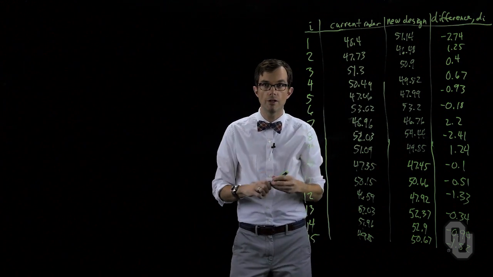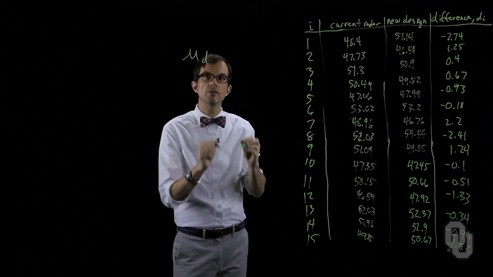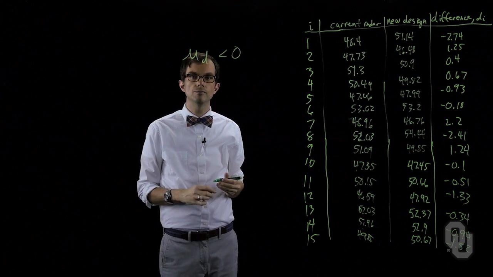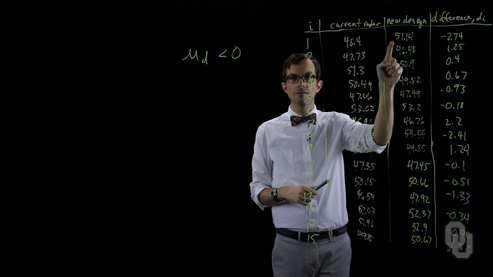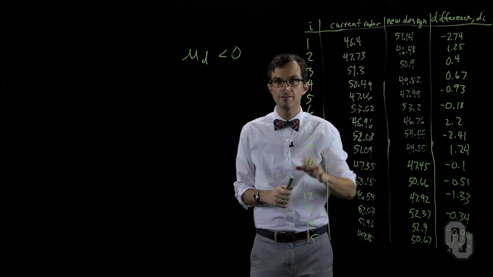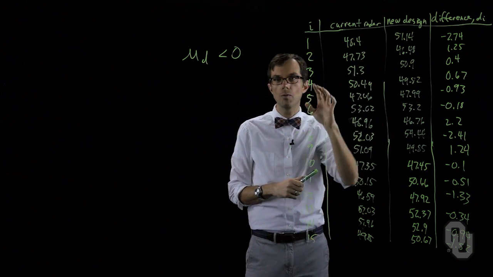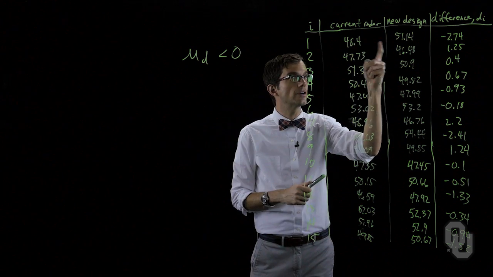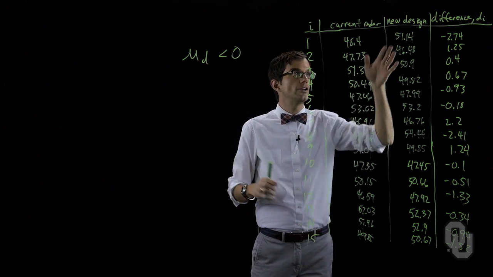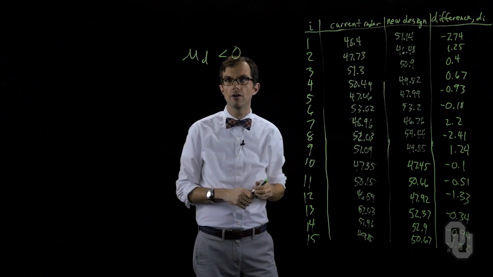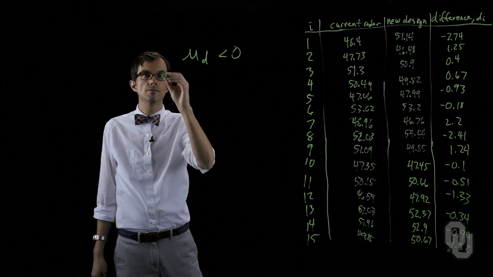Okay, so we want to know, is mu sub d, the mean difference, is it less than 0? Is the mean difference, this minus this, less than 0? If it's a negative number, that must mean that this number is bigger than this number. That's what we want to detect. Is this number bigger than this number? Can we detect images from farther away using the newer design relative to the current radar system? Okay, so we want to know, is the mean of differences negative?